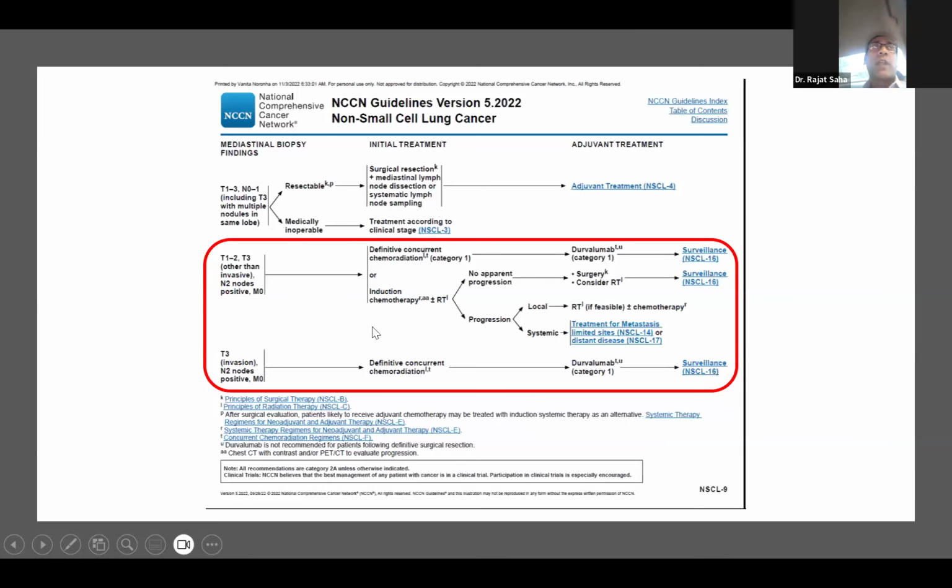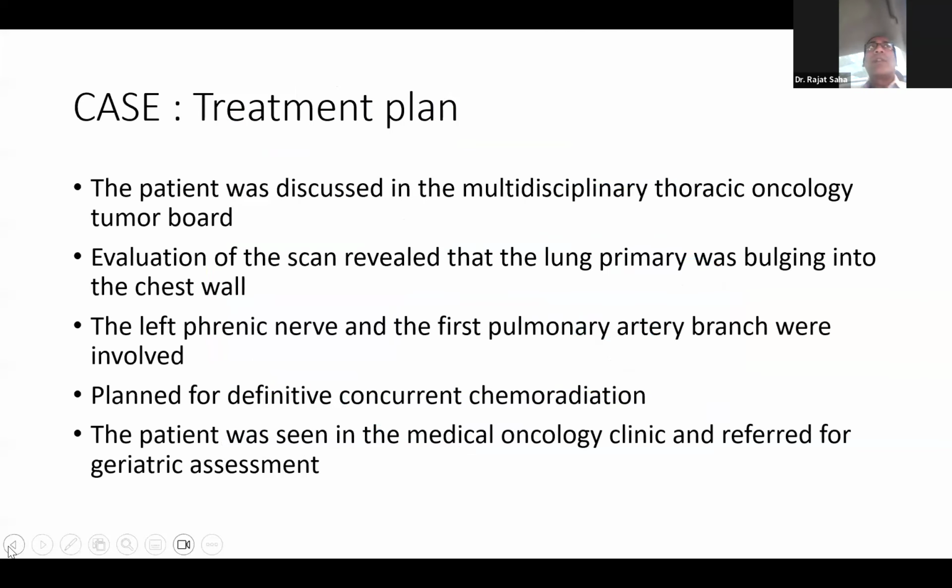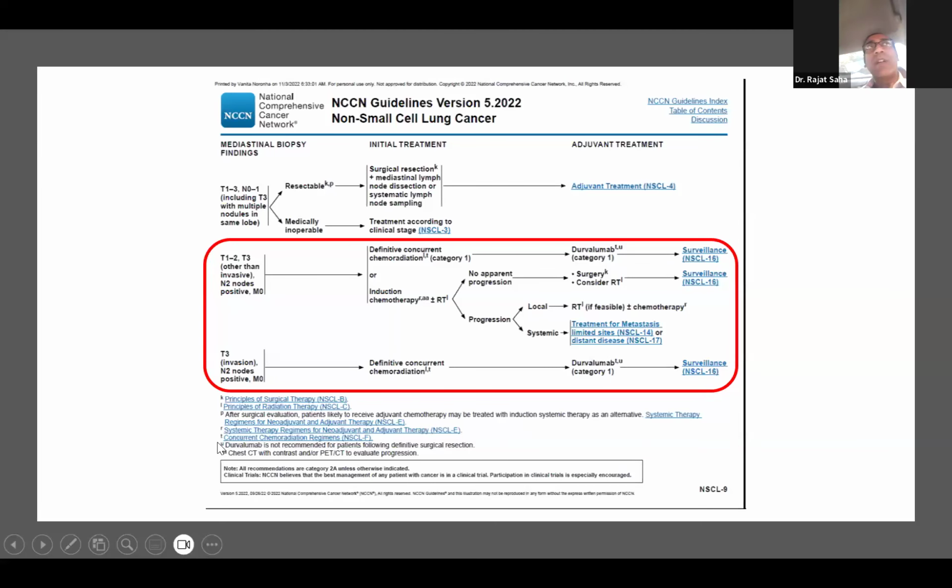Definitely the plan of action would be either concurrent chemo radiation, or if the patient is of borderline performance status, then as in this case, we would probably go for a sequential chemotherapy followed by radiation therapy. Okay, just to reiterate, the patient has a PS of 2.